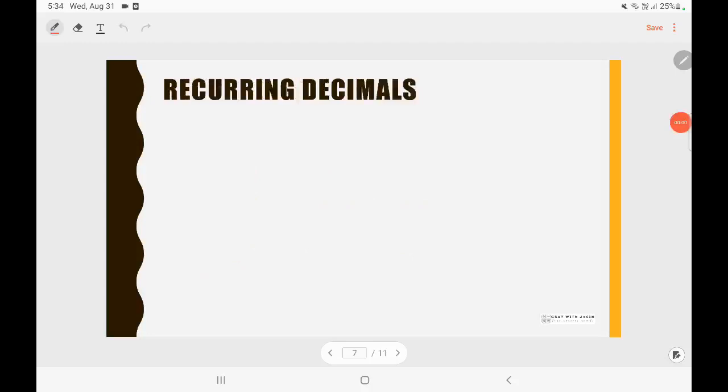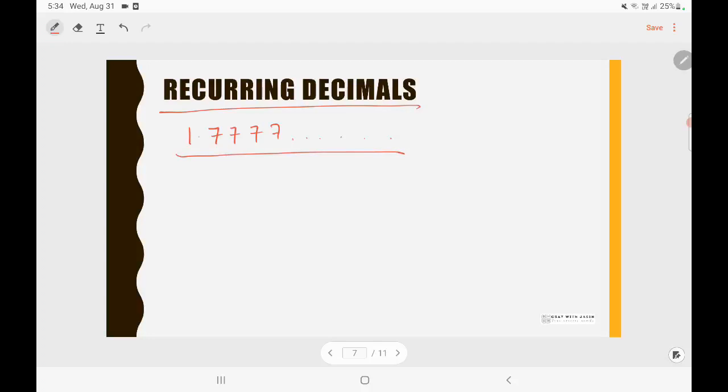So now let's look into the concept of recurring decimals. Recurring decimals are those decimals which don't have an end. For example, if you have a decimal like 1.7777 and it is continuing, it is repeating, there is no end to it, then this is known as a recurring decimal. So we need to convert this recurring decimal into fractional form.